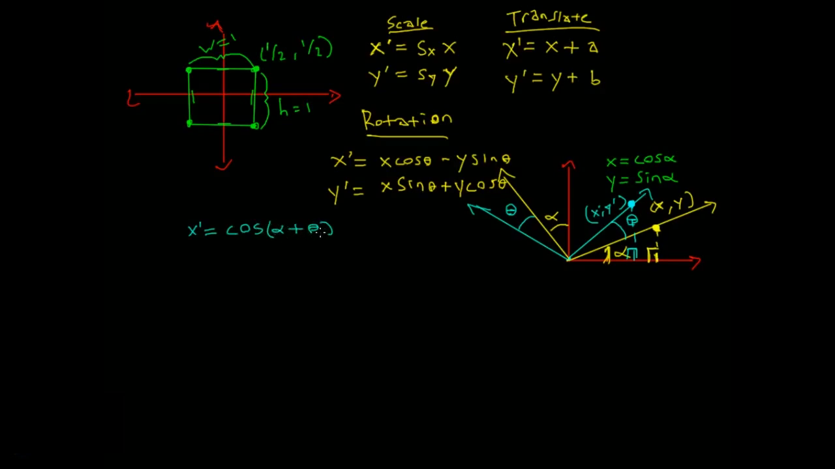All right. Now in the same way, I can write the y prime also. Now, can you guess what the y prime is going to be? Because y is equal to sine alpha, so new y prime is again the sine value of alpha plus theta. So let me write that as well. Y prime is equal to sine alpha plus theta.